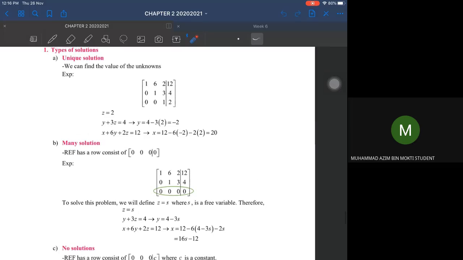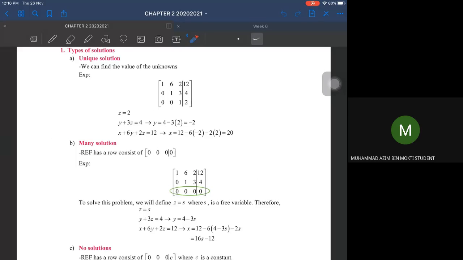Okay. So hari tu saya cakap what is unique solution. Unique solution, you can find the value of your unknown. You can find the value of X, Y and Z. So if you have in the form of this augmented form here, you boleh dapatkan dengan X, Y, Z.